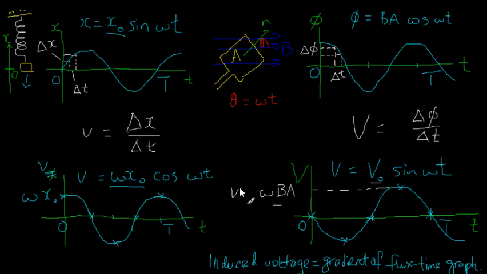Write it down here. V0 is equal to omega times BA. What this means is that if the angular velocity is bigger, the maximum voltage will be bigger, which is what we expect from Faraday's law. Because if it rotates faster, the flux changes more quickly, therefore a bigger voltage should be produced.